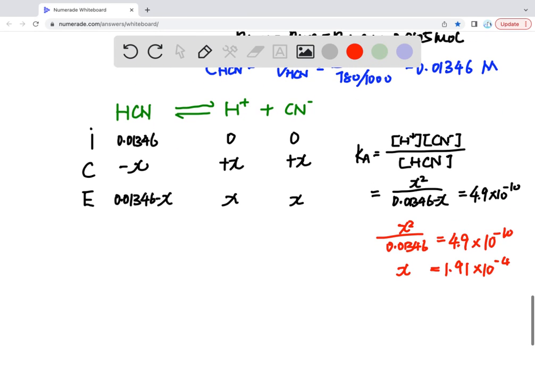So in this case, this is the concentration of the protons. So then the pH would be minus log X. And that's equal to 3.72. And that is the answer. That's it.